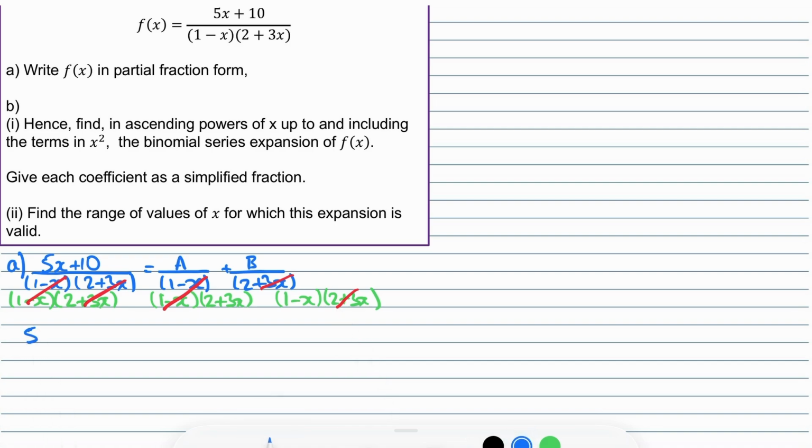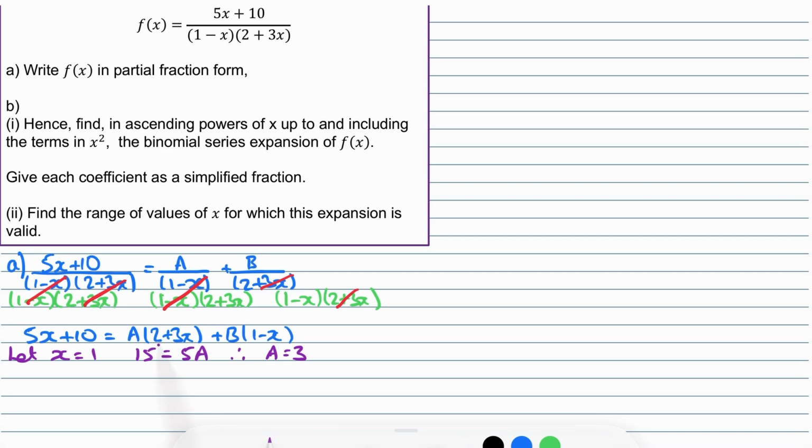So on the left-hand side, we're left with 5x plus 10. And on the right-hand side, we've got A multiplied by 2 plus 3x plus B multiplied by the 1 minus x. Now to work out A and B, we need to let each of these brackets equal 0. So if we let x equal positive 1, we can substitute this into 5x plus 10, and we get 15. For B, this 1 minus 1 will cancel to make 0, so the B term will go. Then we'll have 2 plus 3 lots of 1, so we'll have 5A. So therefore, A must equal 3.